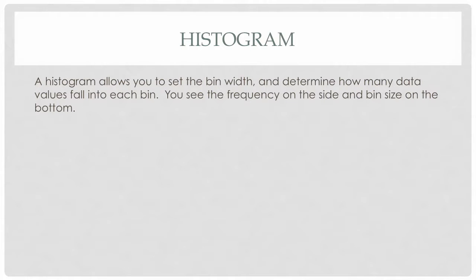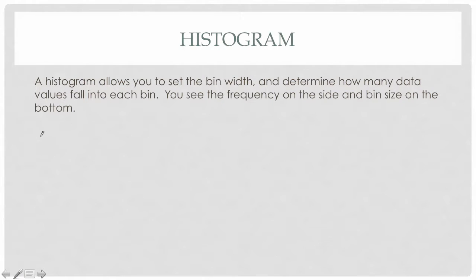All right, besides box plots, we also have histograms. A histogram is another way to look at your data. It's sort of like a bar graph, but it's not. A histogram uses what we call bins and bin widths to determine how many data values fall into each bin. I want to do a quick example for that.